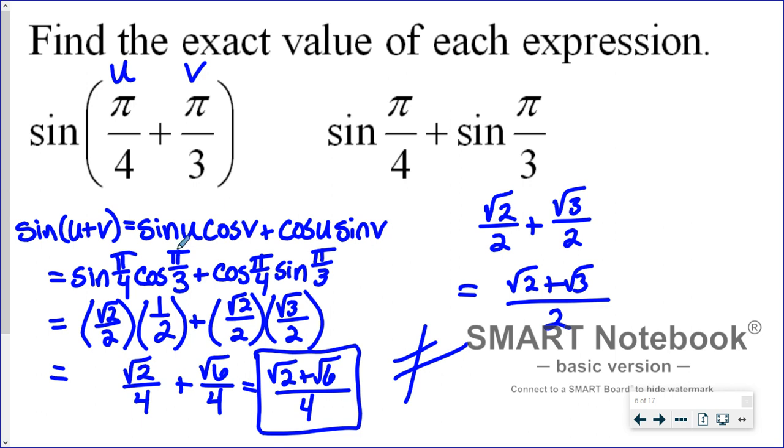Now, these formulas on the test, you're going to be given. I'm going to give them all to you, right? So you don't have to worry about memorizing them, but you do have to know how to use them.